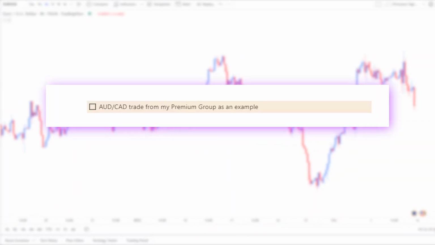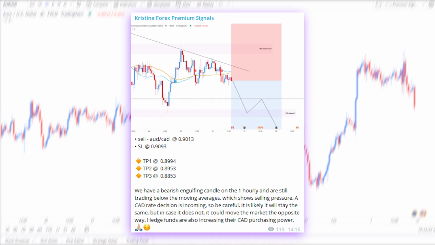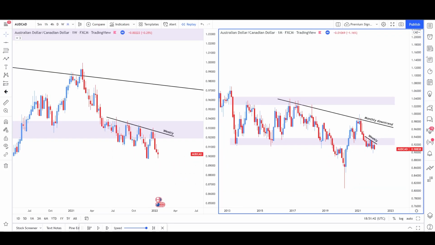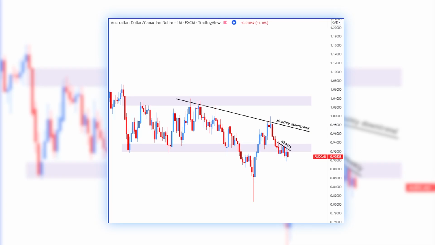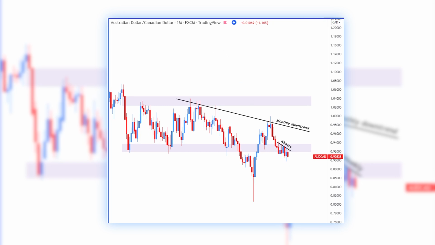I will now share an example of how I use this entry strategy to send a signal to our premium Forex group in order to make it more visually clear for you. On the right hand side, we have the AUD CAD monthly time frame. As you can see, I have identified a strong trend towards the downside with multiple rejections that indicated that every time the buyers tried to break it, they were totally rejected.